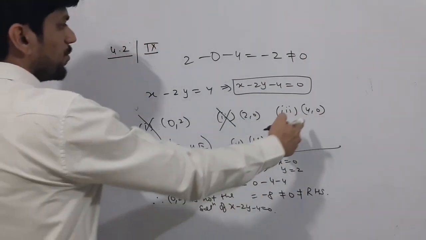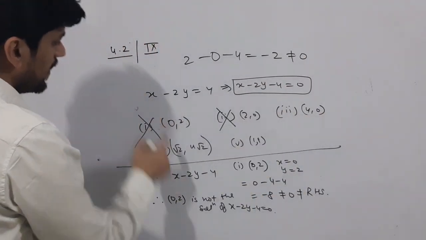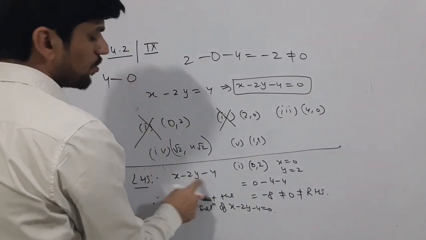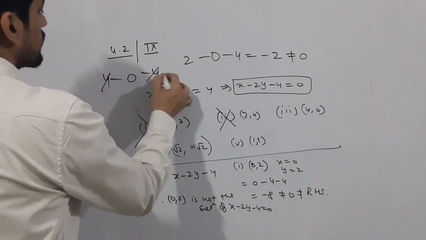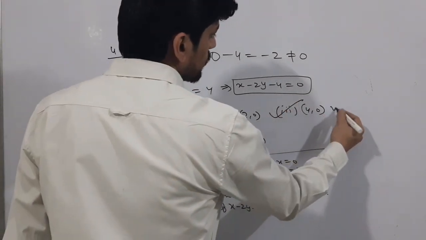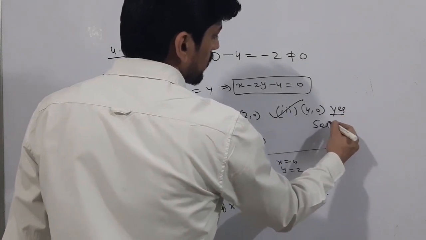4, 0. Substitute x as 4 in left hand side. X is 4. Y is 0. 0 into something is 0, minus 4. So 4 minus 4 is 0. That is equal to right hand side. So yes, 4, 0 is the solution.